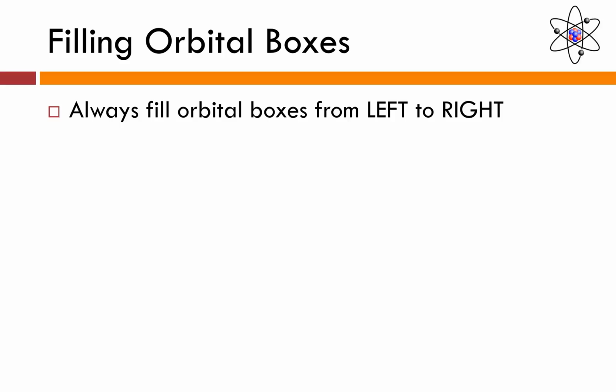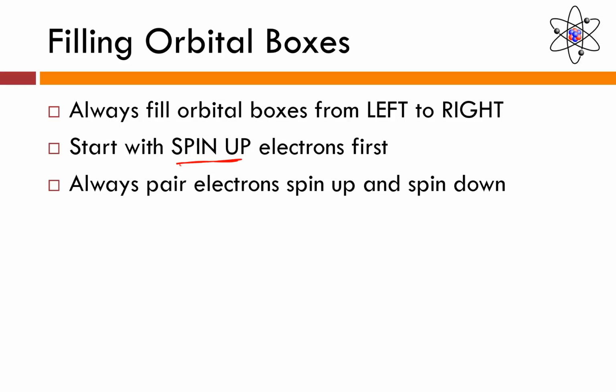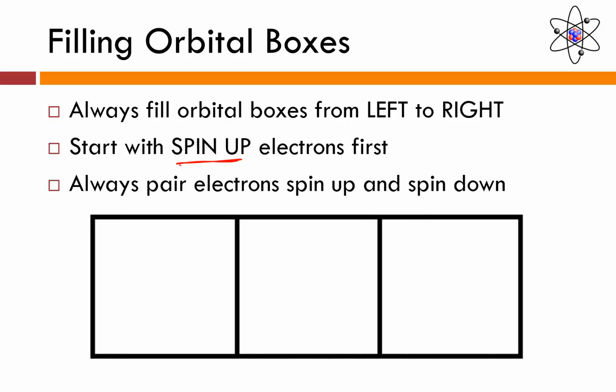Just a couple things about filling your orbital boxes. You always want to start from the left and fill right. Why do we do that? It's just the convention that scientists have agreed upon. We're going to put spin-up electrons first. And we're going to have to pair electrons spin up and spin down. So let's play a really quick game. I'm going to draw some electron configurations or some orbital boxes, and you've got to decide, is this valid or invalid? All right.